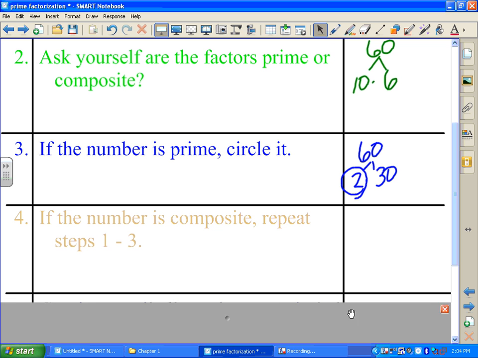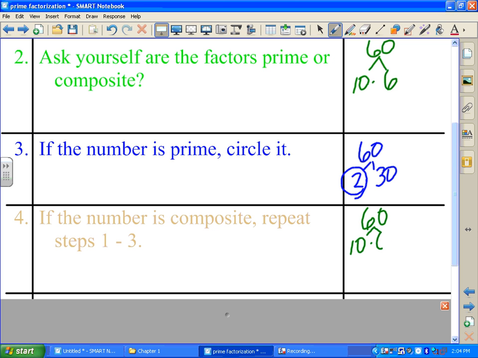Then I'm going to go to step number 4. If the number is composite, you're just going to repeat the steps. You're going to identify 2. So we said 60 is 10 times 6. So then I'm going to take my two composite numbers and break it down further.